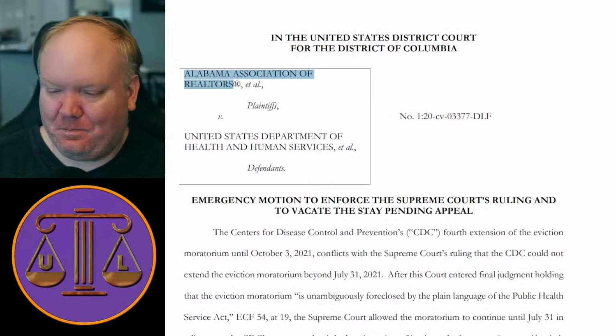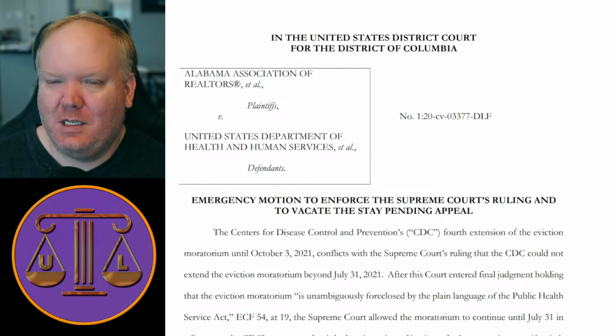But the CDC published a new eviction moratorium anyway, for reasons. Okay. So that happened. And so Alabama Association of Realtors is back at the district court and says, we'd really like you to vacate that order from the CDC as being in violation of the U.S. Supreme Court. I can get the 5. So we're going to read their argument and discuss it, and then we'll also discuss an amicus brief because it's interesting and hilarious. So let's do that.